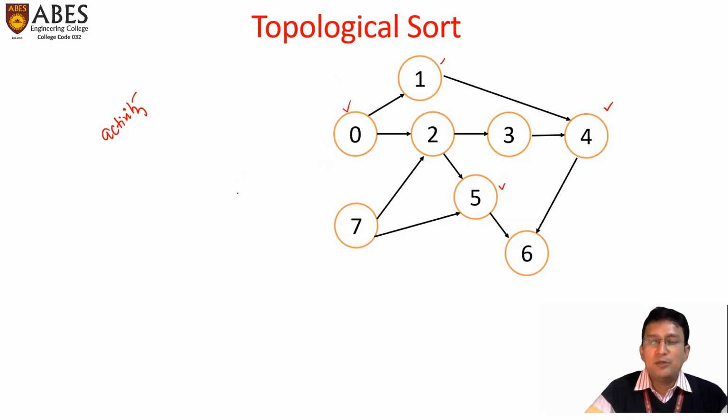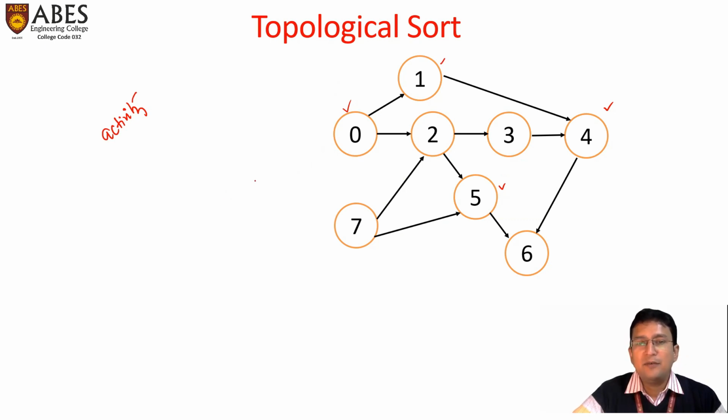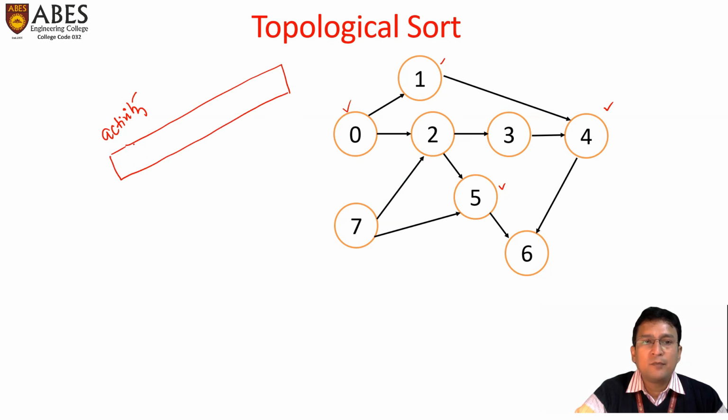For finding out the topological sort, there are two methods. One is using DFS and the other one is using BFS. So we will employ the mechanism of BFS in this lecture. You can study the DFS methodology by yourself. For finding out the topological sort order, we will have to find out the in degree of each vertex.